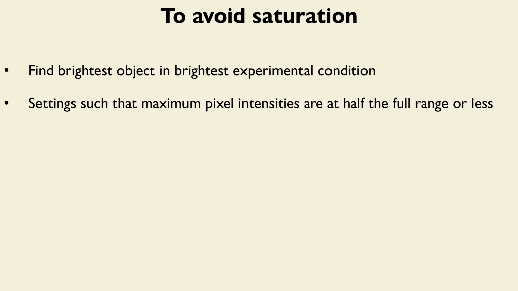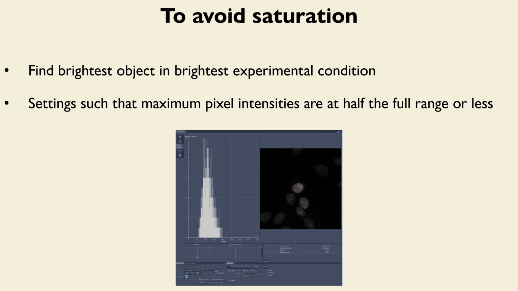So how do we avoid saturation? To avoid saturation, we want to find the brightest object in the brightest experimental condition, and set up our settings such that the maximum pixel intensities in that object are at half the full range or less. So for example, these are a bunch of DAPI nuclei.